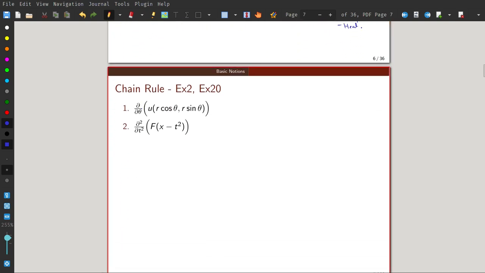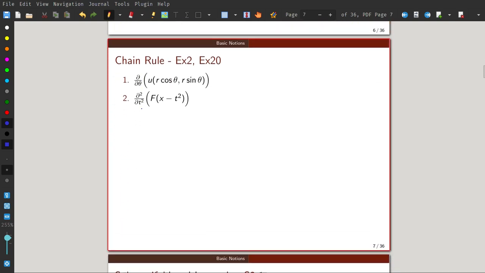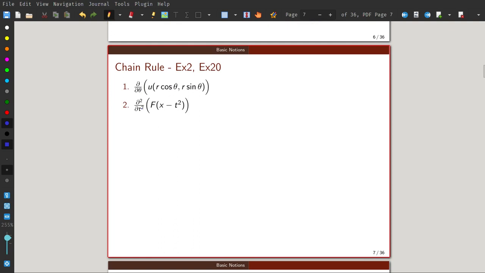So now to close off this section of basic notions, I just want to go through some calculations and then recall some definitions that we assumed for this course. So, of course, everywhere in this course, we use the chain rule many, many times. And so let's just do a revision of what's involved in the chain rule.